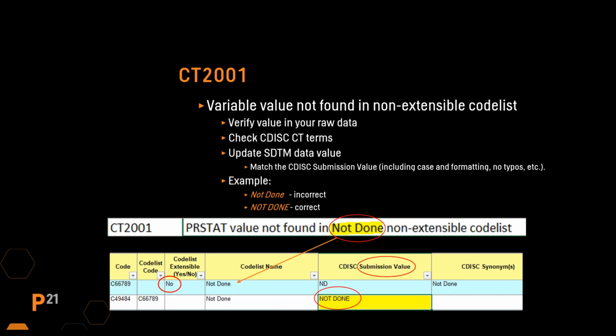Then I would go over to my CDISC submission value column, and see that the value should be NOT DONE in all uppercase. So I would go verify the value in my raw data. I might see that the not done is in proper case. So I would go update my programming so that PRSTAT value for not done was being mapped to the appropriate NOT DONE value found in the CDISC submission value column, and ensure that it's all uppercase.